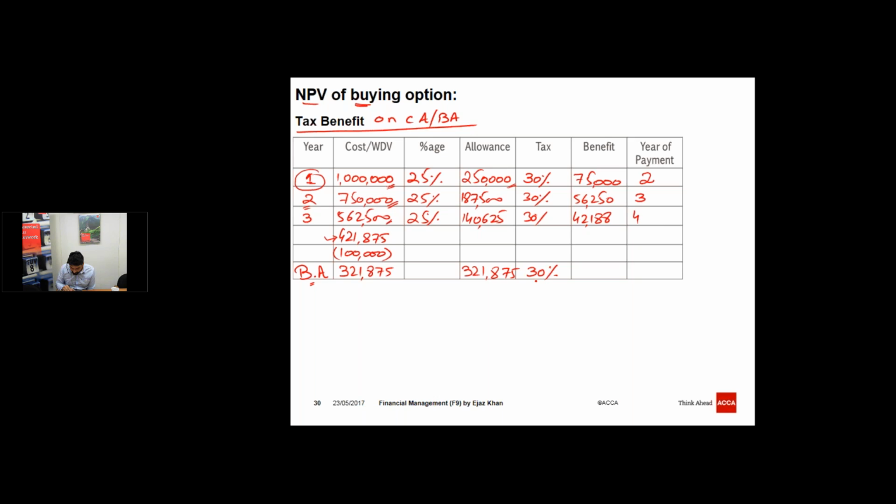We'll apply 30% to it. Can anybody calculate this figure for me? So remember, in the last year, we will always deduct the scrap value from our WDV before we can calculate any allowance. So the tax benefit for the last year will be 96563, and it will be claimed in year 5 because it will belong to year 4 and will be paid in year 5.